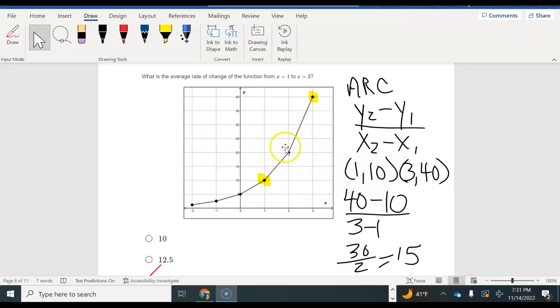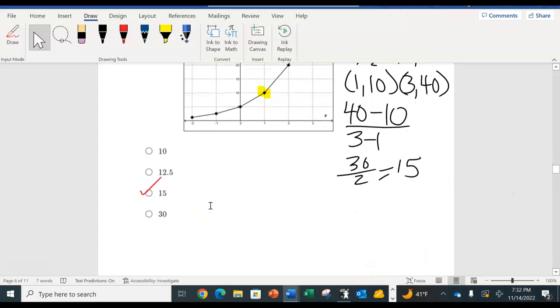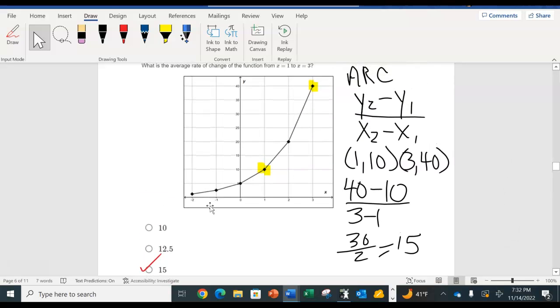I have to have an ordered pair. Then it says x equals 3. So when x is 3, my y is 40. So 40 is my next ordered pair. y2 minus y1, 40 minus 10, over 3 minus 1. 40 minus 10 is 30. 3 minus 1 is 2. 30 divided by 2 is 15. So you can see that the average rate of change on this graph is 15. So again, commit this to memory. You will need to know the average rate of change formula.